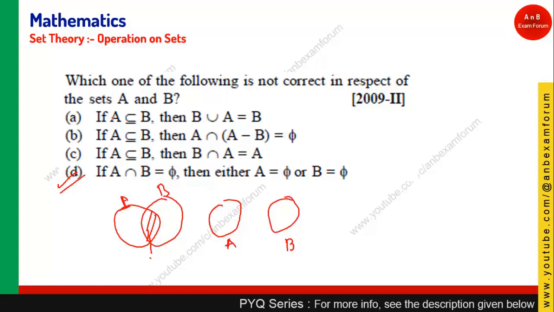If you go with the other option, let's see option C. A is a subset of B. Then B intersection A is equal to A. Yes, it is correct. The intersection means the common element will be only A, so A will be the right answer. So option C is correct, it is not incorrect. But they are asking which of the following is not correct, and we have seen option D is not correct, so option D is the right answer.